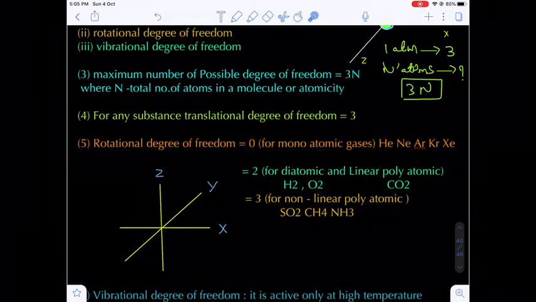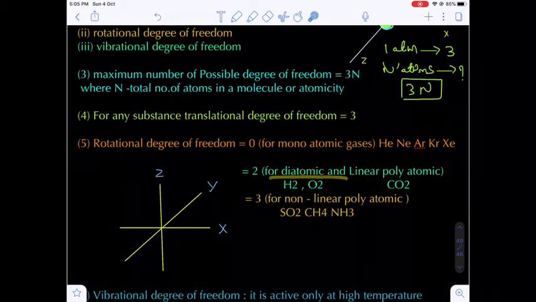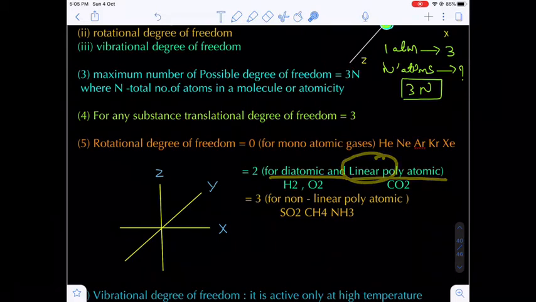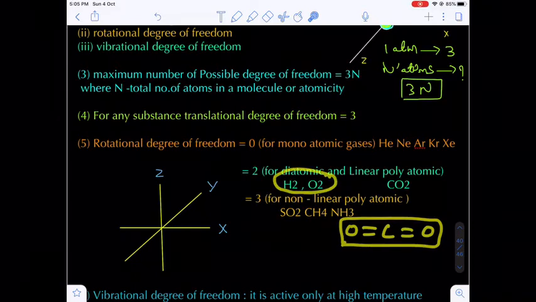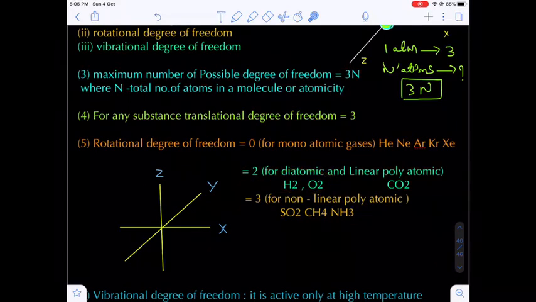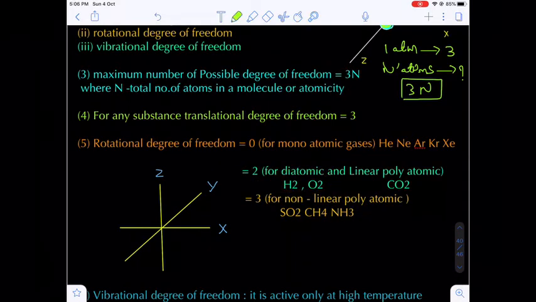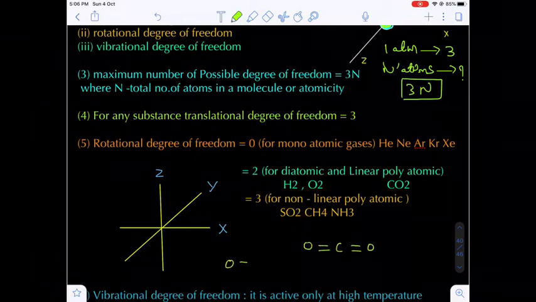Now the next one: diatomic gases and also linear polyatomic gases. What is the meaning of linear and polyatomic? Polyatomic means more than 2 atoms and linear means a straight line. So CO2 is a linear polyatomic molecule. In the case of a linear polyatomic molecule and also a diatomic molecule, there will be only 2 rotational degrees of freedom. What does this mean? Let's suppose you consider carbon dioxide, otherwise you can take oxygen. Oxygen is a diatomic molecule with a double bond between the 2 oxygen atoms.